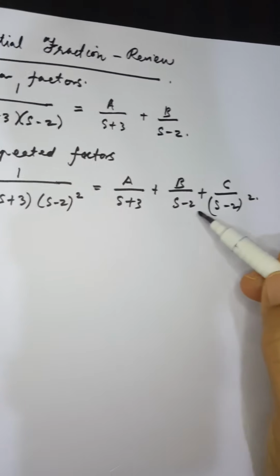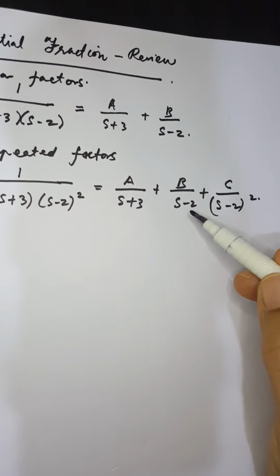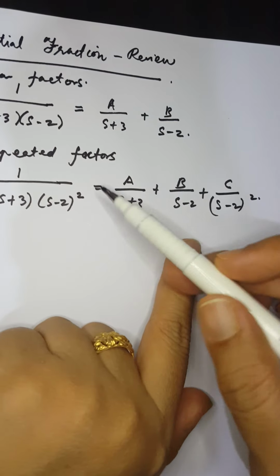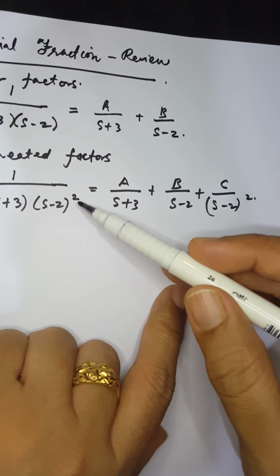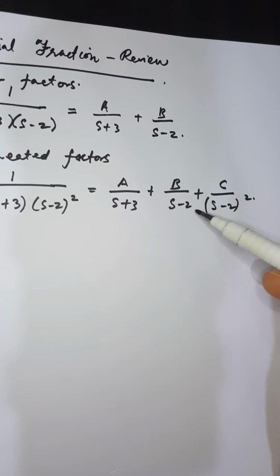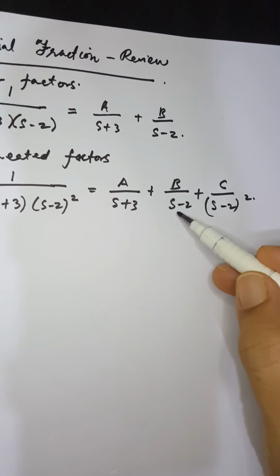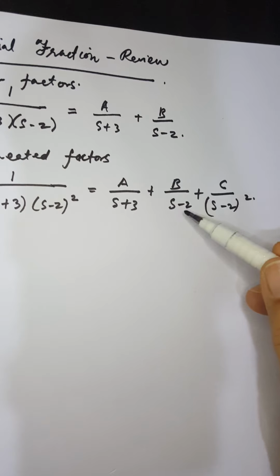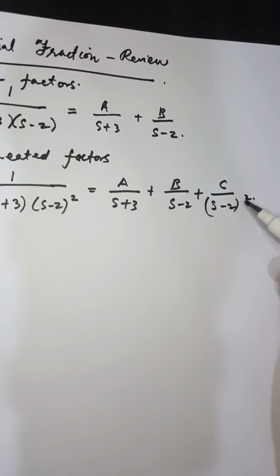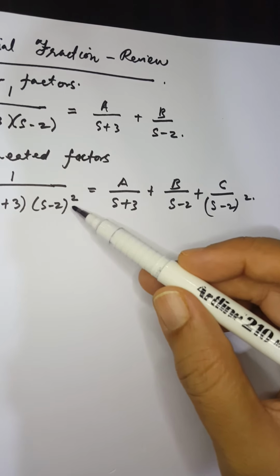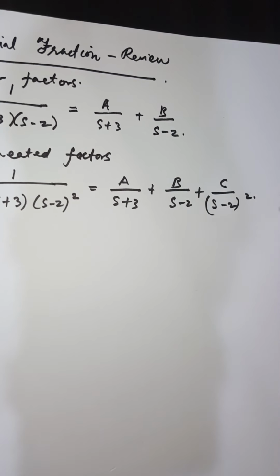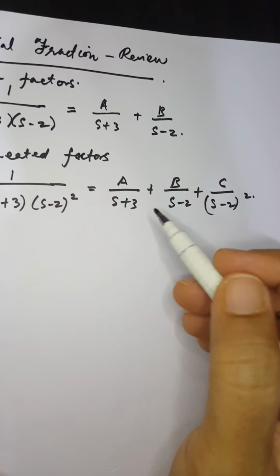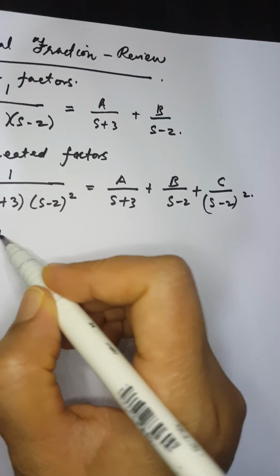So make sure of the power. If we have a power of square over here, we need to do like this: s minus 2 power 1, and then s minus 2 squared. If we have s minus 2 power 3, that means s minus 2 squared, and plus D over s minus 2 cubed. Okay, so number 3, we have quadratic factors.